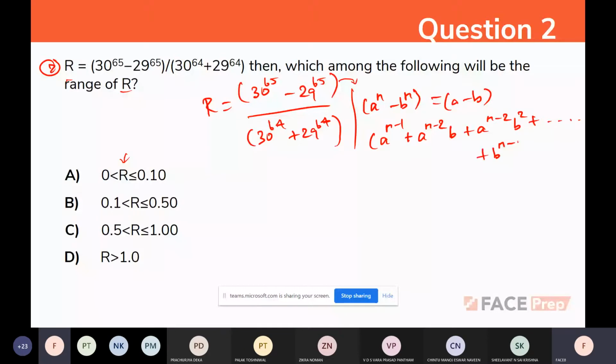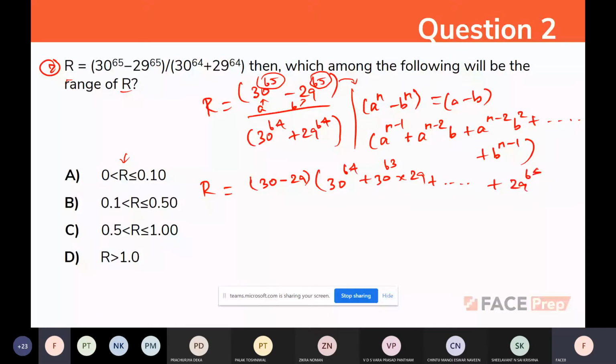If we apply it to the numerator, what will be the expression? Here a is 30, b is 29 and n is 65. So it is clear, right? So we get (30 minus 29) times (30 power 64 plus 30 power 63 into 29 and so on up to 29 power 64), divided by the denominator as it is, 30 power 64 plus 29 power 64.